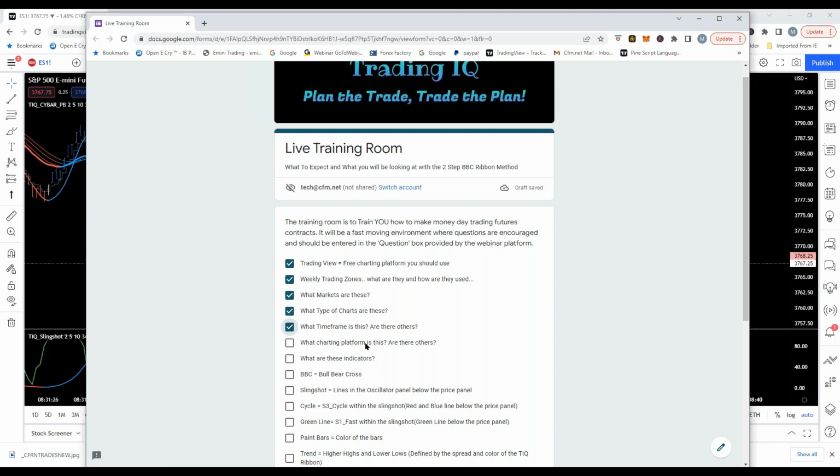What charting platform is this, and are there others? This is TradingView, as I said. There are several other charting platforms. NinjaTrader is one of the larger ones, but for anything that clears through Gain Capital, we have 12 different charting platforms that we have our indicators on that you can use.